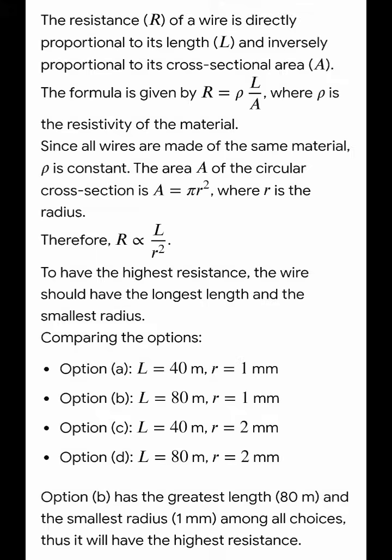Next question is: which of the following wires of the same material will have the highest resistance? We know R is equal to rho L by A and A is equal to pi r square. So R is proportional to L by r square. So from this we can understand that to have a higher resistance, the wire should have the longest length and the smallest radius. So comparing all the options, we understood that option B has the greatest length, that is 80 meter, and the smallest radius, that is 1 millimeter, among all these choices. So the answer is option B.